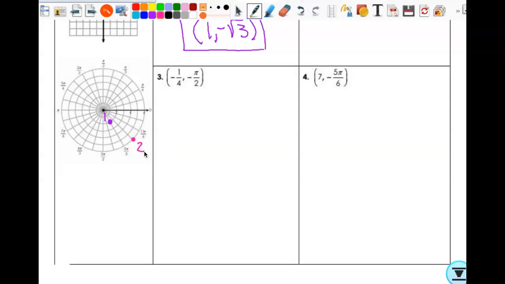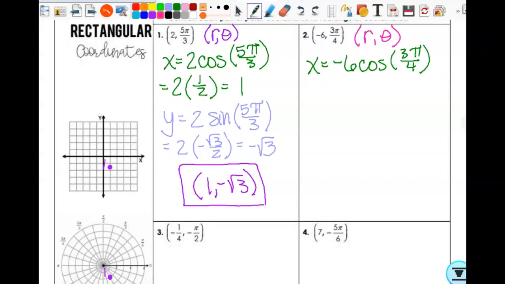Okay, so we can go back over here. All right, so then I get negative 6. What's the cosine of pi fourths? Square root of 2 over 2. 3 pi fourths is in which quadrant? The second, and in the second quadrant cosine is negative. So that's negative square root of 2 over 2, which would end up giving me negative 3 square root of 2.